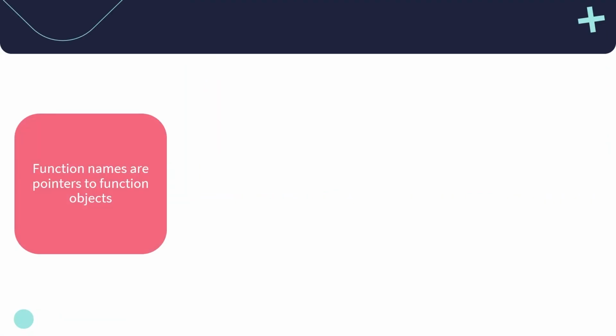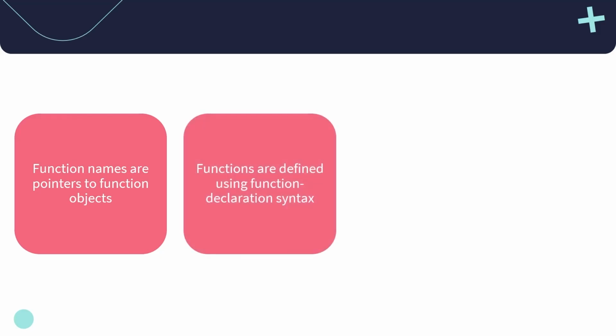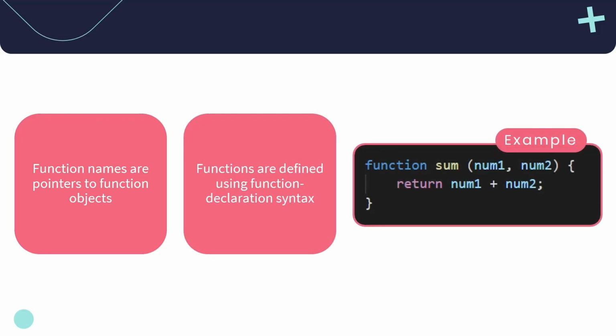Because functions are objects, function names are simply pointers to the function objects and are not necessarily tied to the function itself. Functions are typically defined using function declaration syntax, as in this example. In this code, a variable sum is defined and initialized to be a function. Note that there is no name included after the function keyword because it's not needed. The function can be referenced by the variable sum. Also note that there is no semicolon after the end of the function definition.